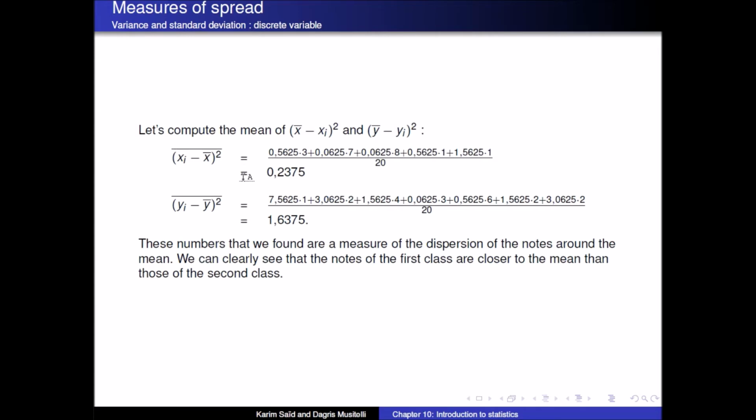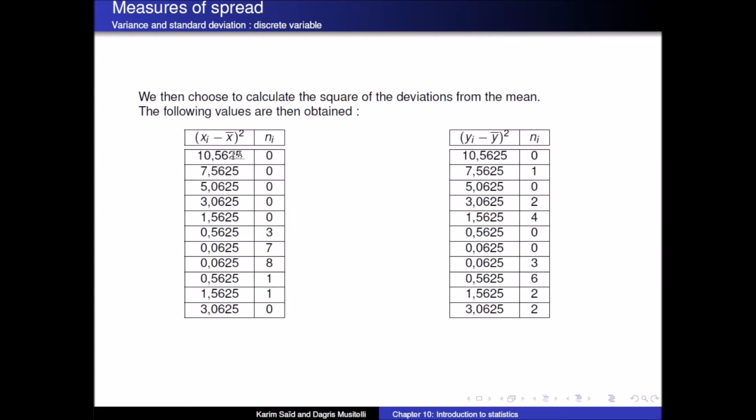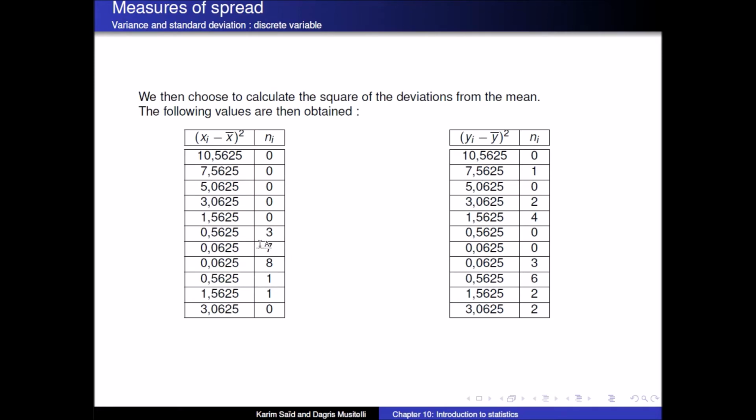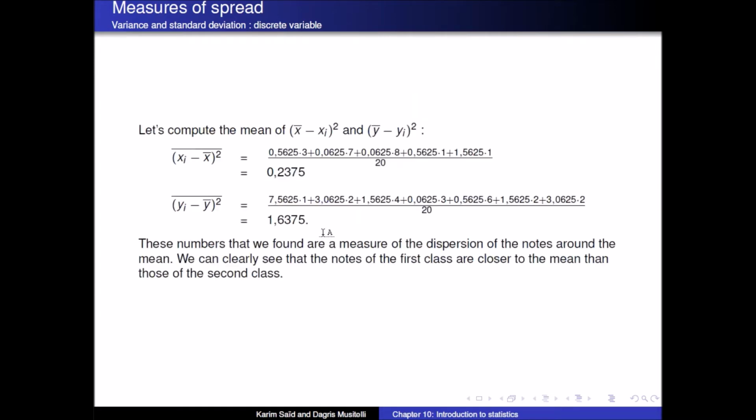So let's compute it. For the first class, I have 0 people having this deviation, 0 persons having this, 0, 0. I have 3 people having this deviation here, so 3 times this deviation, then plus 7 times these deviations. It's like computing an average. 8 times this, plus 1 times this, plus 1 times this, and everything divided by 20 because it's the number of students. And if we compute, we have 0.2375.